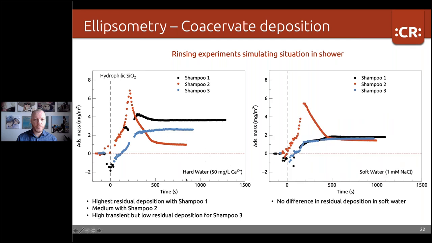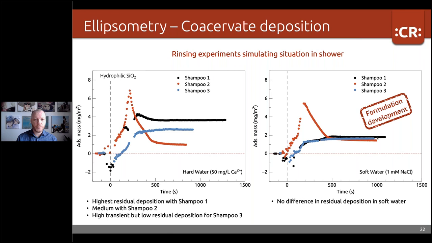And these measurements were done in sort of medium to high hard water conditions. And if you do the same measurements in soft water, so without the presence of calcium or other divalent ions, you still see this high transient effect for that shampoo, but all of them sort of end up in the same range with really low residual depositions. So this is ongoing work and formulation development where we help the client to really evaluate different compositions and different materials.